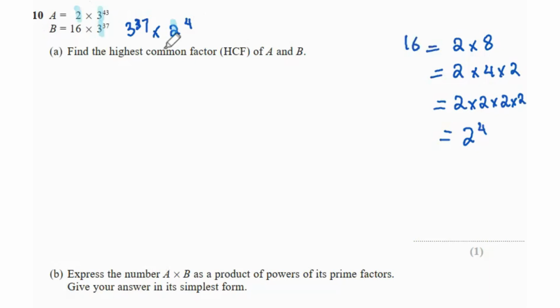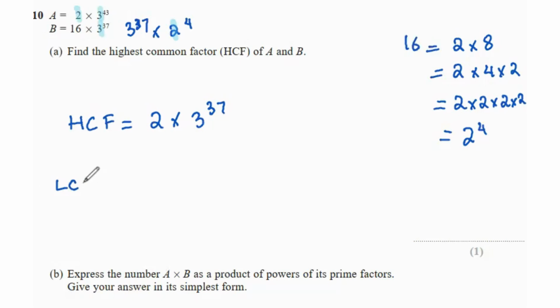So the lowest common power over here for 2 is 1, because A is 2 to the power of 1, whereas for B it's 2 to the power of 4. So obviously the 1 power is common. And for 3, the power of 37 is common, because that's smaller than 43. So our HCF is going to be 2 times 3 to the power of 37. That is your answer.